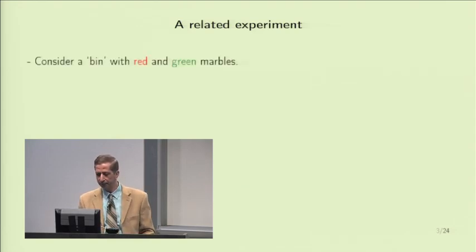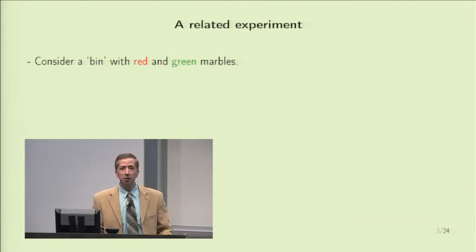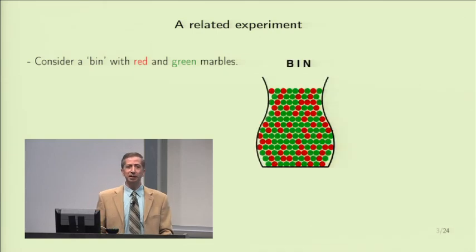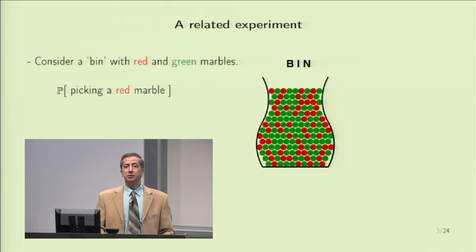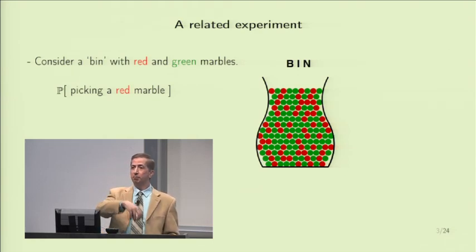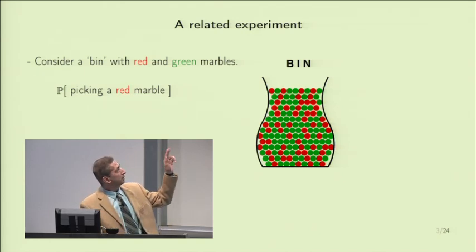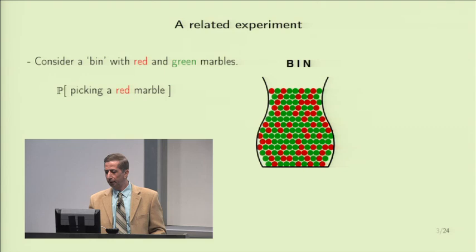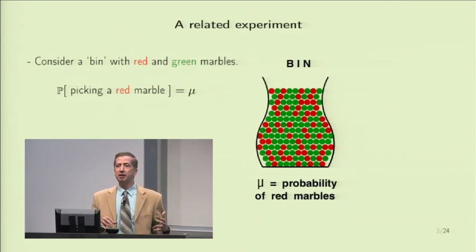Consider the following situation. You have a bin, and the bin has marbles. The marbles are either red or green. Okay, that's what it looks like. And we are going to do an experiment with this bin. The experiment is to pick a sample from the bin, some marbles. So let's formalize what the probability distribution is. There is a probability of picking a red marble, and let's call it mu, okay? So now you think of mu as the probability of a red marble.